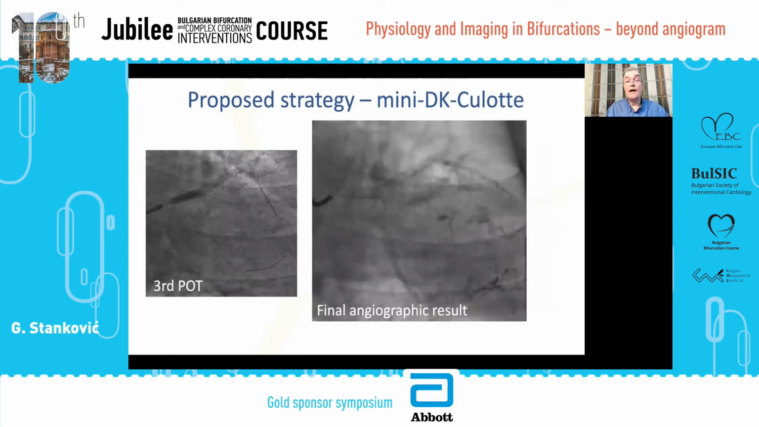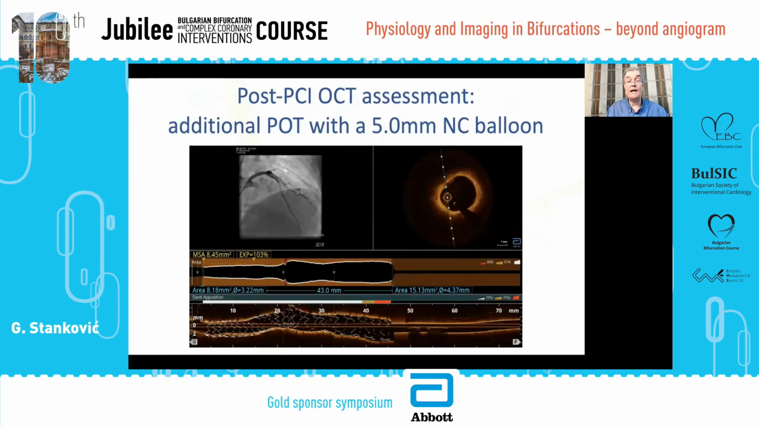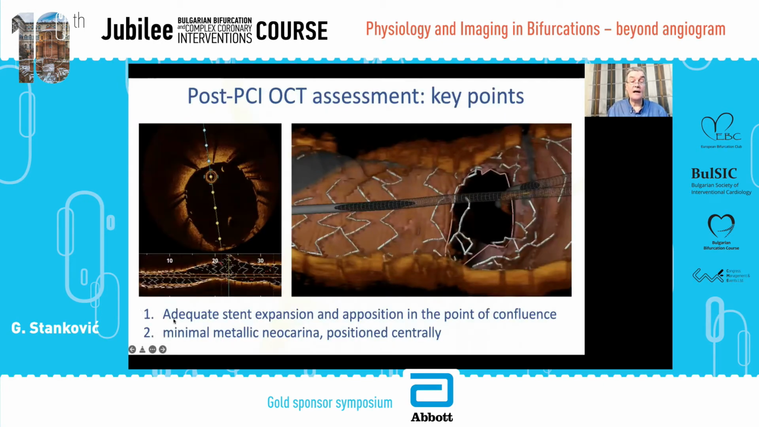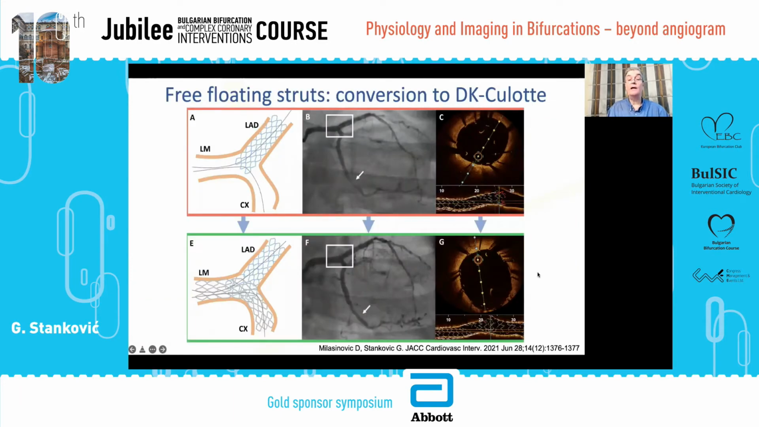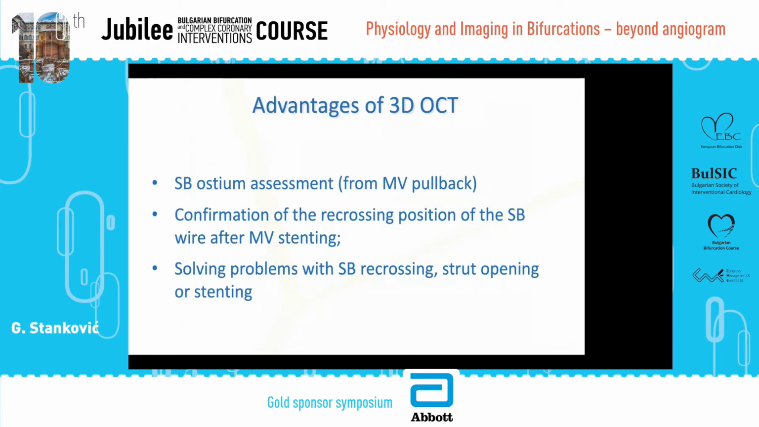This is the third POT, and this is the final angiographic result, optimal, and we confirm the optimal result also after an additional POT with a 5.0 NC balloon inside the left main, and you see fantastic expansion of 103% inside the distal left main. In the analysis, we see adequate stent expansion and the position in the polygon of confluence with minimal metallic neocarina with central position. We were able to publish this in JACC Interventions last year, and I congratulate Dr. Milasinovic for putting this together.